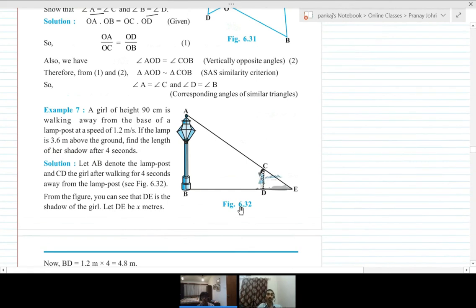A girl of height 90 centimeters is walking away from the base of a lamppost at a speed of 1.2 meter per second. If the lamp is 3.6 meters above the ground, find the length of the shadow after 4 seconds. Okay, so CD is equal to 90 centimeters.